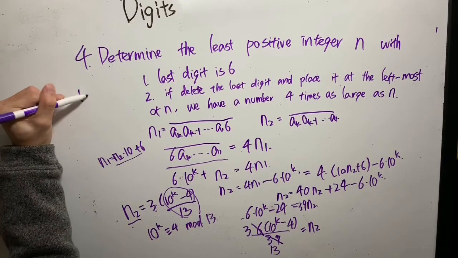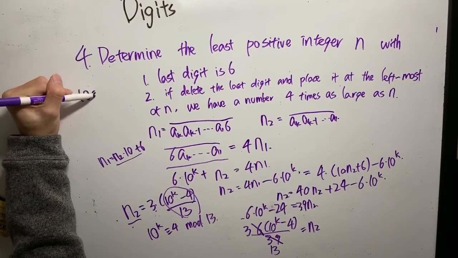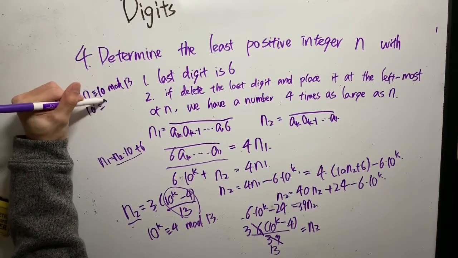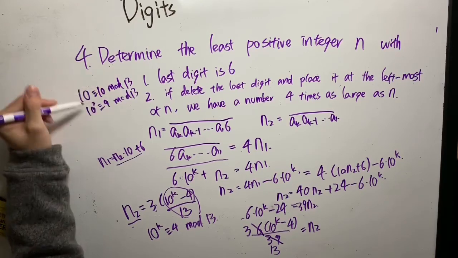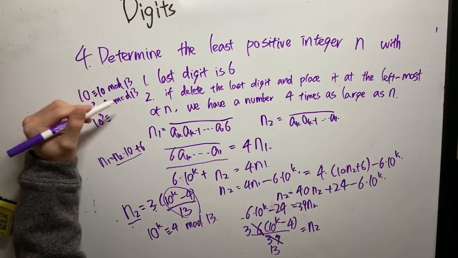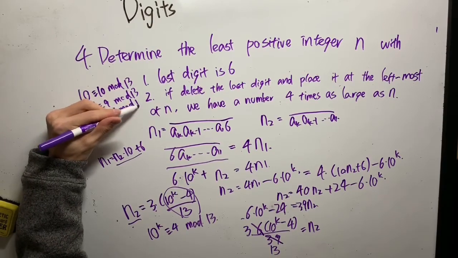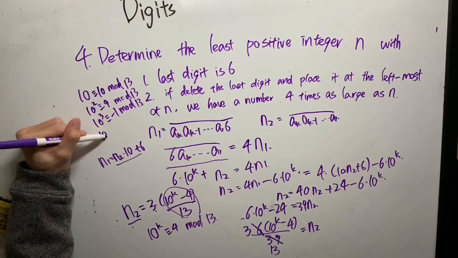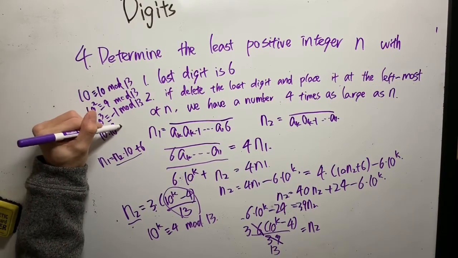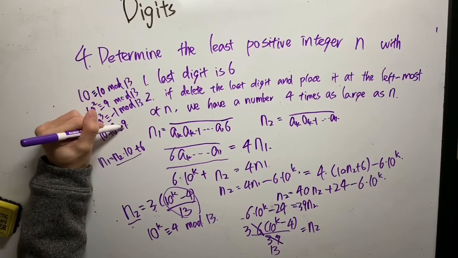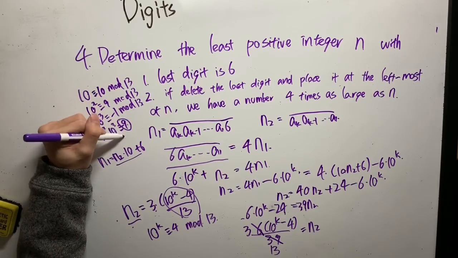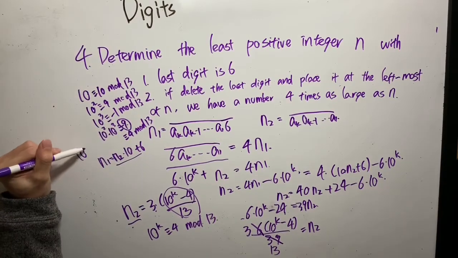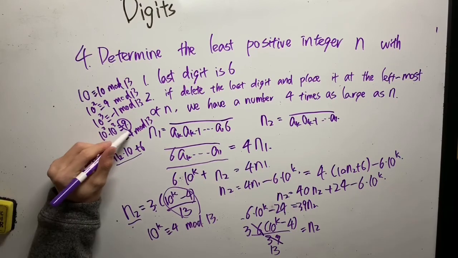First, 10 to the first power is congruent to 10 mod 13. And 10 squared is congruent to 9 mod 13. 10 cubed is congruent to -1 mod 13. Thus, when we multiply 10 squared by 10 cubed, we have 10 squared times 10 cubed congruent to 9 times -1, which is -9. And -9 is congruent to 4 mod 13. Thus, we have 10 to the 5th power congruent to 4 mod 13.